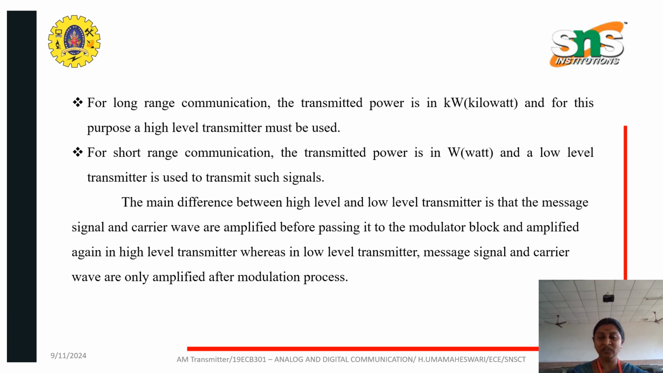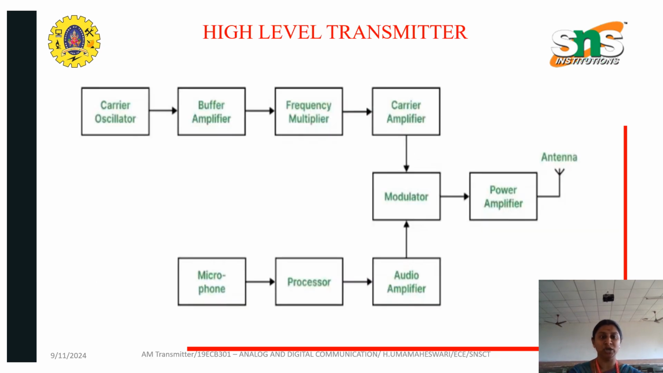The main difference between the high level and the low level transmitter is that in the high level transmitter, the message signal and the carrier wave are amplified before passing them to the modulator block and amplified again in the high level modulator, whereas in the low level transmitter, the message signal and the carrier wave are amplified only after the modulation process.